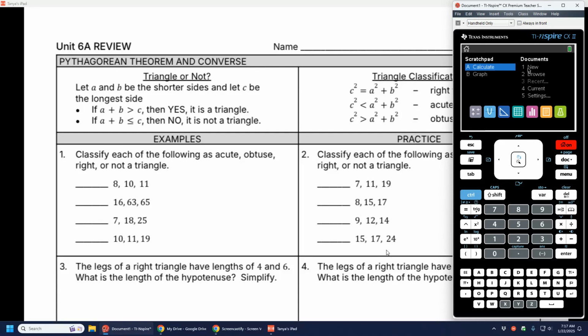Hey everyone, today we're going to be reviewing for our test that we will be having tomorrow. This is the first half of Unit 6, so it's going to cover three main topics: the Pythagorean theorem, special right triangles, and geometric mean. So we're going to need our review today and our calculator, and as always, you're allowed to use your calculator and your review on the test, so it is really in everyone's best interest to complete this whole thing.